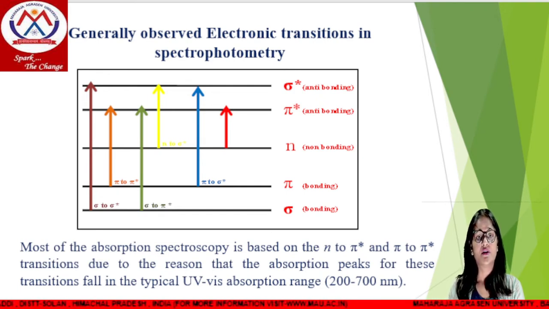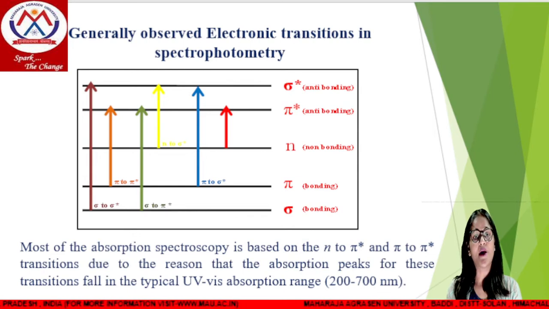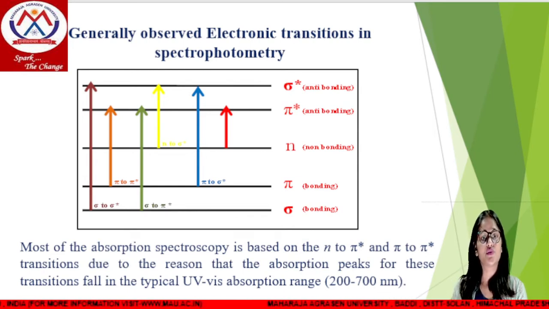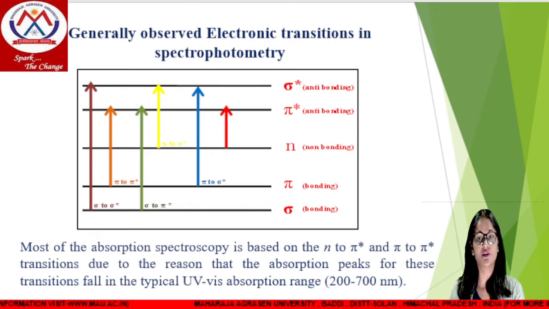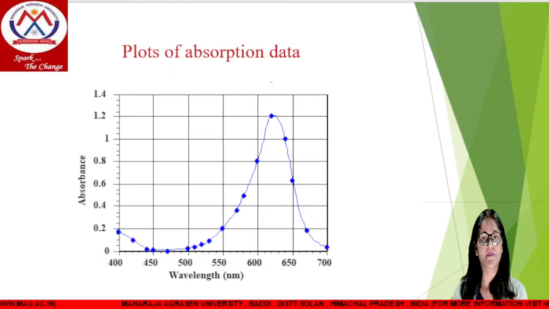transitions can be observed. Most of the absorption spectroscopy is based on the n to pi star or pi to pi star transition. Due to this reason, most of the transitions fall in the typical UV-visible absorption range, that is 200 to 700 nanometers. This is the plot of absorption data. The plot is drawn between absorbance and wavelength. The maxima of the peak represent the wavelength at which the transition takes place or the energy was absorbed.